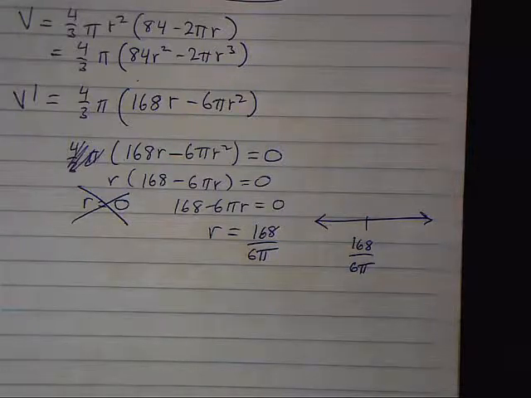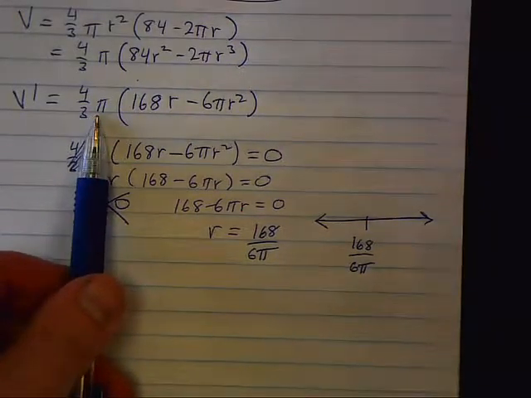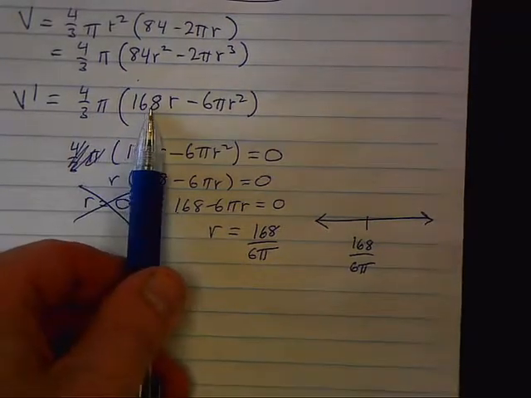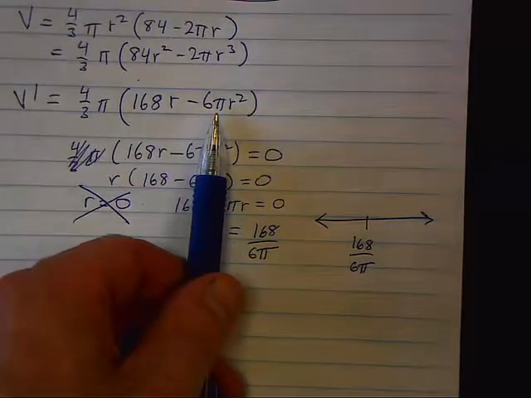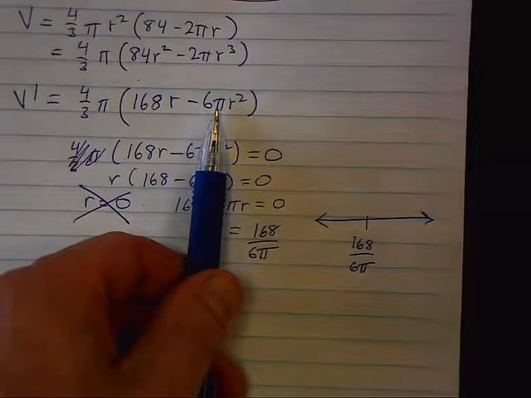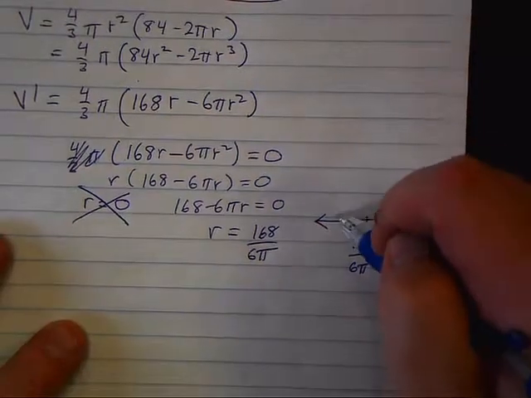So let's use 1. All right, I'm going to plug 1 into my derivative. Here's my derivative. I'm going to have 4/3 pi, then I'm going to have 168 minus 6 pi. 168 minus 6 pi, is that a positive number or a negative number? Positive number. So I have positive times positive, increasing there.